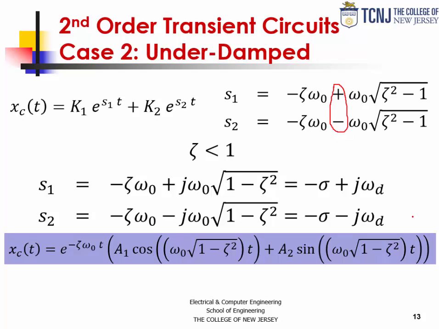The general form of the equation is going to be e to the minus theta omega naught t times a1 times a cosine term with a coefficient of omega naught times the square root of 1 minus theta squared times t, plus a2 times a sine term with a coefficient of omega naught times the square root of 1 minus theta squared times t.